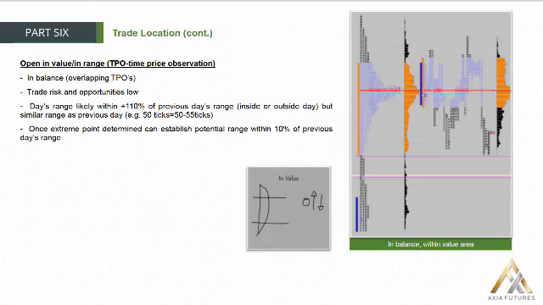And then note, once the extreme point is determined, we can then establish what the potential range will be for the day. So if you utilized one of the topping out patterns that we spoke about earlier, then once that top has been formed, or we get a little bit of an excess tail, you can then identify what the potential range is, or what the potential opportunity is that you can take advantage of. So that's our first type of open trade location.